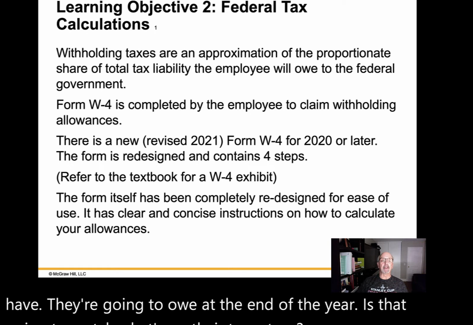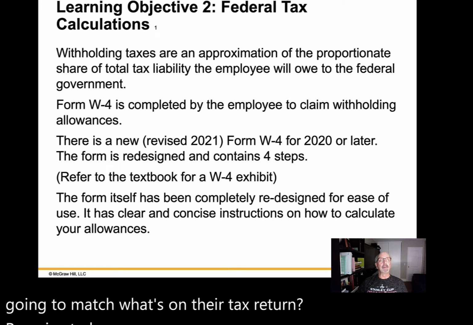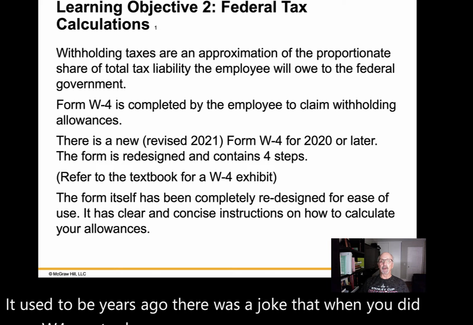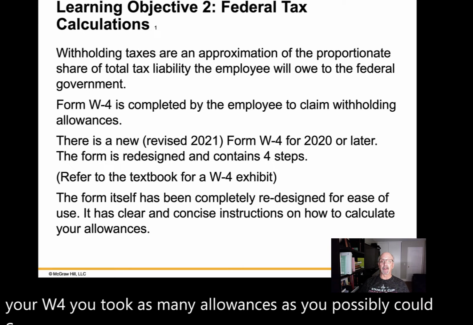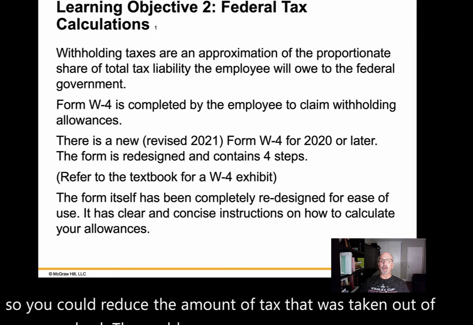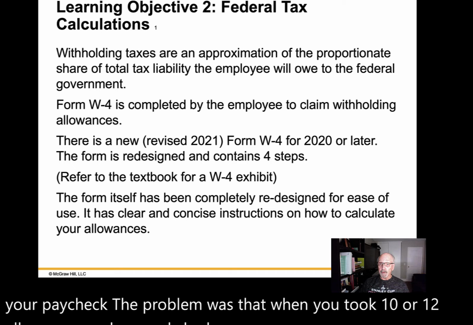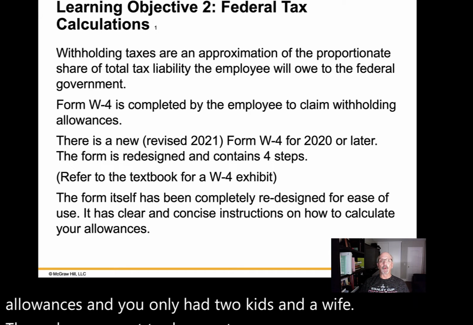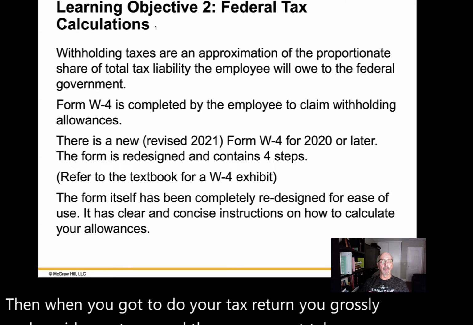Remains to be seen. It used to be, years ago, there was a joke that when you did your W-4, you took as many allowances as you possibly could so you could reduce the amount of tax that was taken out of your paycheck. The problem was that when you took 10 or 12 allowances and you only had 2 kids and a wife, then when you got to do your tax return, you grossly underpaid your taxes, and the government takes care of that problem.